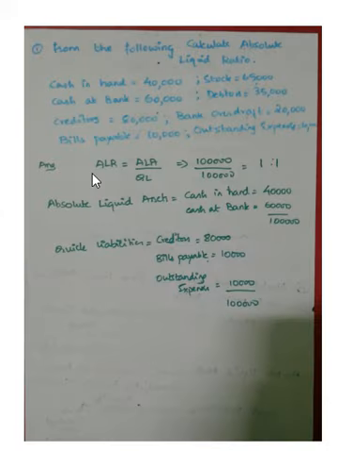So your question: from the following, calculate the absolute liquid ratio. Cash in hand, cash at bank, creditors, bills payable, stock, bank overdraft, debtors, outstanding expenses. The formula to calculate is absolute liquid asset divided by quick liabilities. In order to calculate absolute liquid asset, what all do we consider? Cash in hand, cash at bank. That's all. So cash in hand is 40,000, cash at bank is 60,000. Total you get 1 lakh.